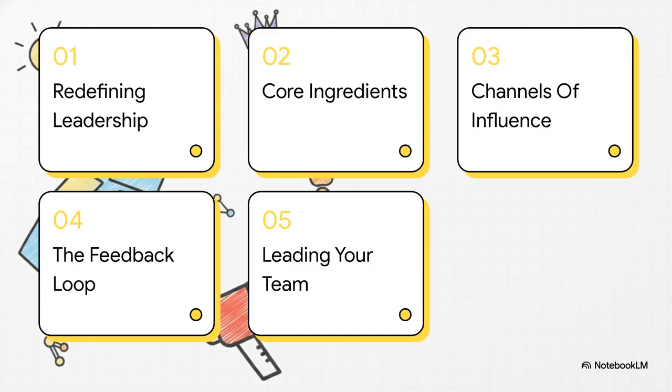Here's our roadmap for building a really wholesome understanding of how influence actually works. First, we'll redefine real leadership. Then, we'll crack open its core ingredients and explore the specific channels of team influence. After that, we'll map out the leadership feedback loop before finally applying all of this to your own team.